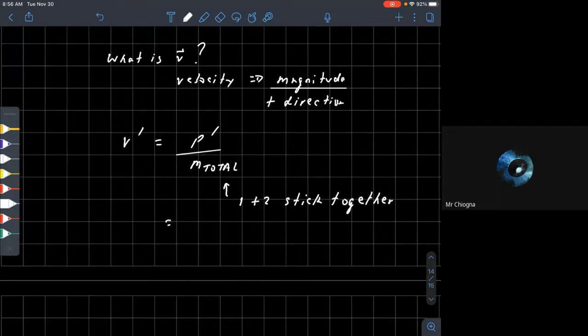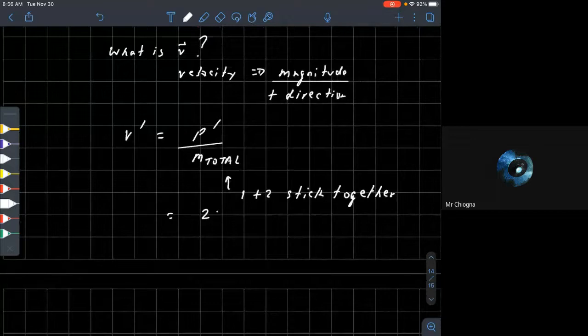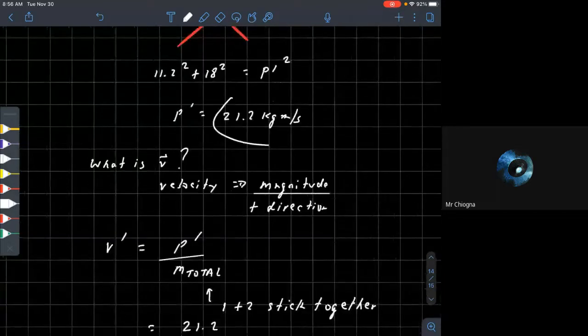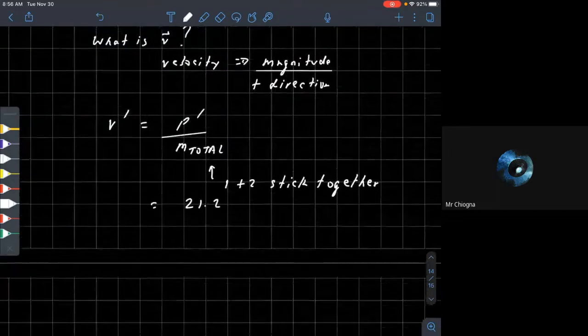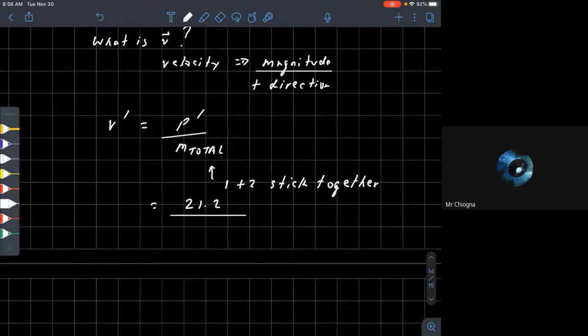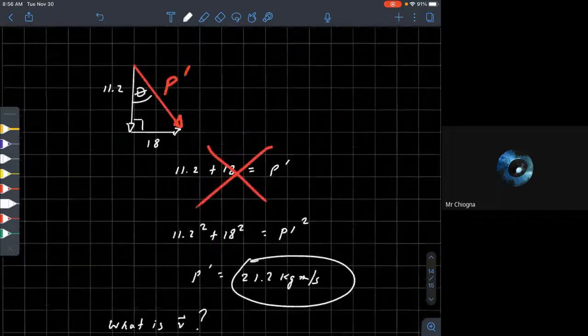Okay, so take this, divide it by the total mass. 4 plus 6, 10. I would round it to 2 sig figs, it's fine. Meters per second. Don't forget. Now, you're not done. As I said earlier, you got to find what this angle is as well.